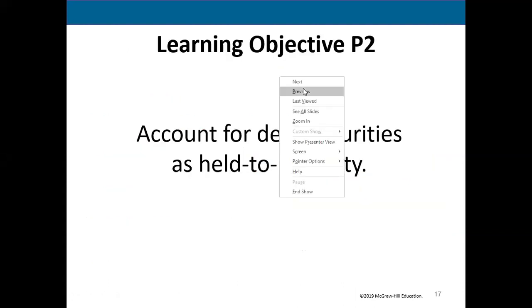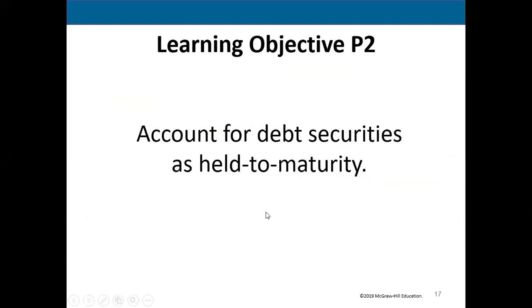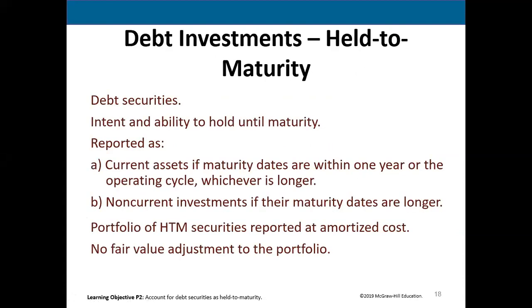Okay, so that was the trading securities. Now, we do go through a couple slides for the held to maturity, but as I said before, these are debt securities, so only debt securities are in this category because they're the only ones that mature. Equity securities do not mature. They could be in current assets if the maturity date is within a year. If the maturity date is not within the year, then they're in the non-current investments or long-term investments.